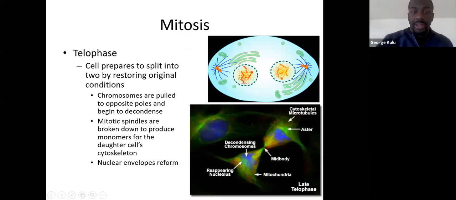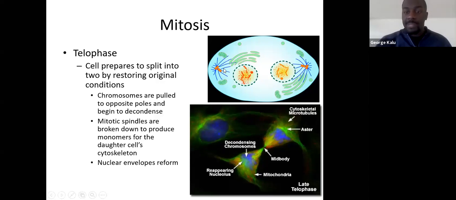Then our last phase is going to be telophase. In telophase, the cell is getting ready to split into 2 individual daughter cells. At the end of this whole process, we're going to end up seeing 2 nuclei starting to reform inside of a single cell. The chromosomes that have just been pulled to opposite ends of the cell are now going to begin to decondense, and again, we'll talk about what that means on Thursday in lecture. So they're moved to opposite ends of the cell, and they start decondensing.